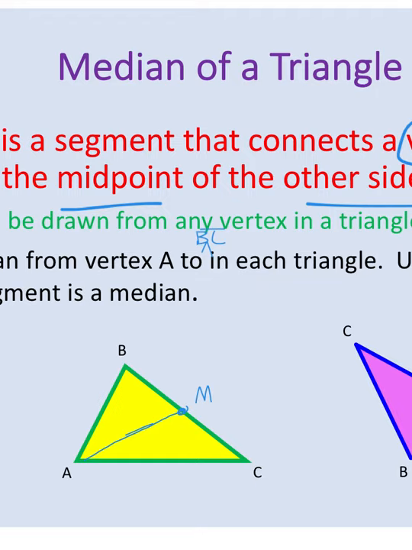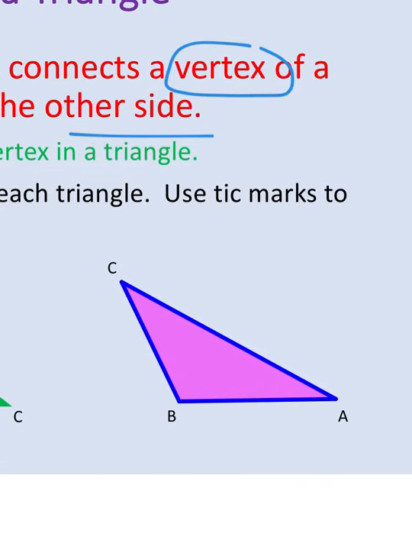The way that I would show in the picture that that's a median is that these pieces of BC get split exactly in half, and I put tick marks there to show that BM is congruent to CM. All right, looking over here at the pinkish purplish triangle, if I wanted to draw the median from A to BC, I would find the middle of BC. I can't do it on an iPad screen, so I'm just going to eyeball where I think it would be. I'm going to put 2 tick marks to indicate now that CM is the same length as BM, and then to draw the segment, I have to connect it to the vertex.